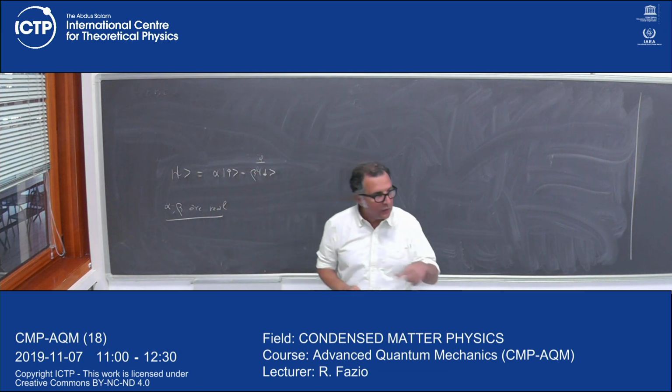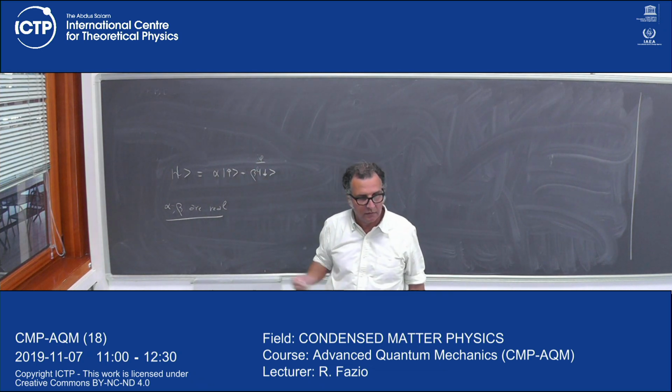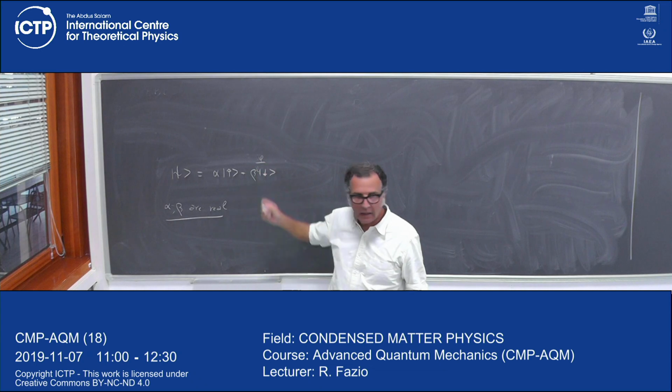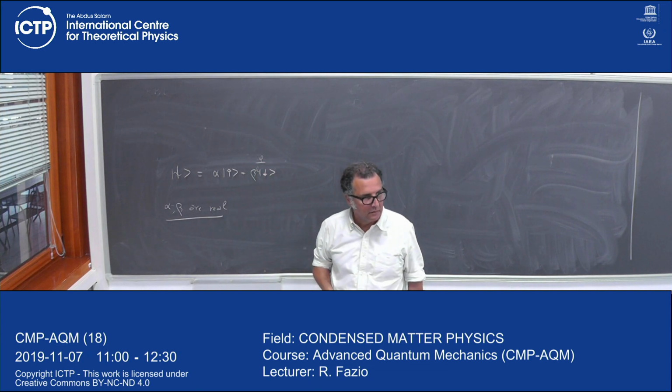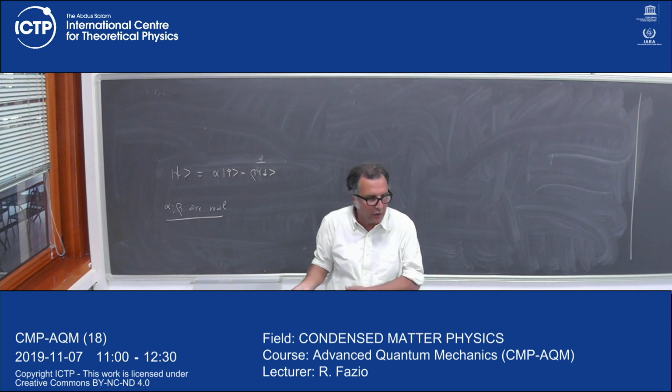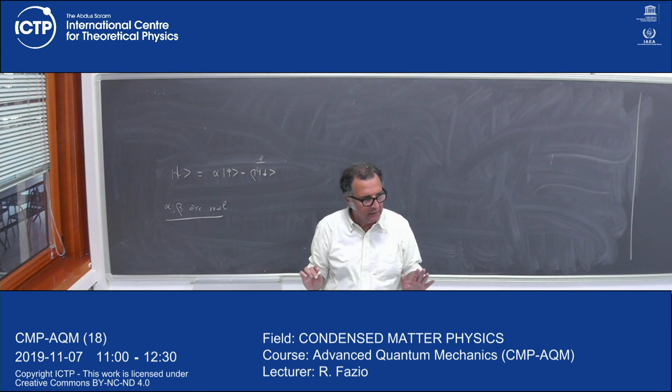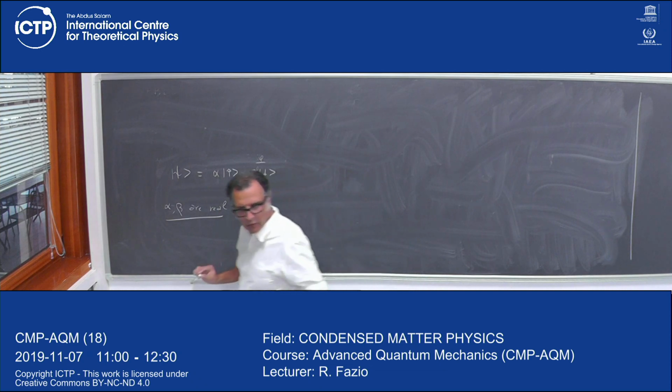Phase here, and then you can get also information about alpha and phase, right? Because you know that if you know alpha squared, you know also beta squared. Is it clear? Okay, very good.